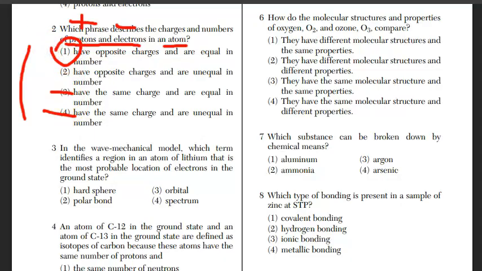For question 3, in the wave mechanical model, boy, does that sound very fancy. It actually is very fancy. That is our current present-day model of the atom, which term identifies a region in an atom of lithium that is the most probable location of electrons in the ground state. This is the definition of what we call an orbital. So while the first two questions were about facts, question 3 is really the definition of the word orbital.